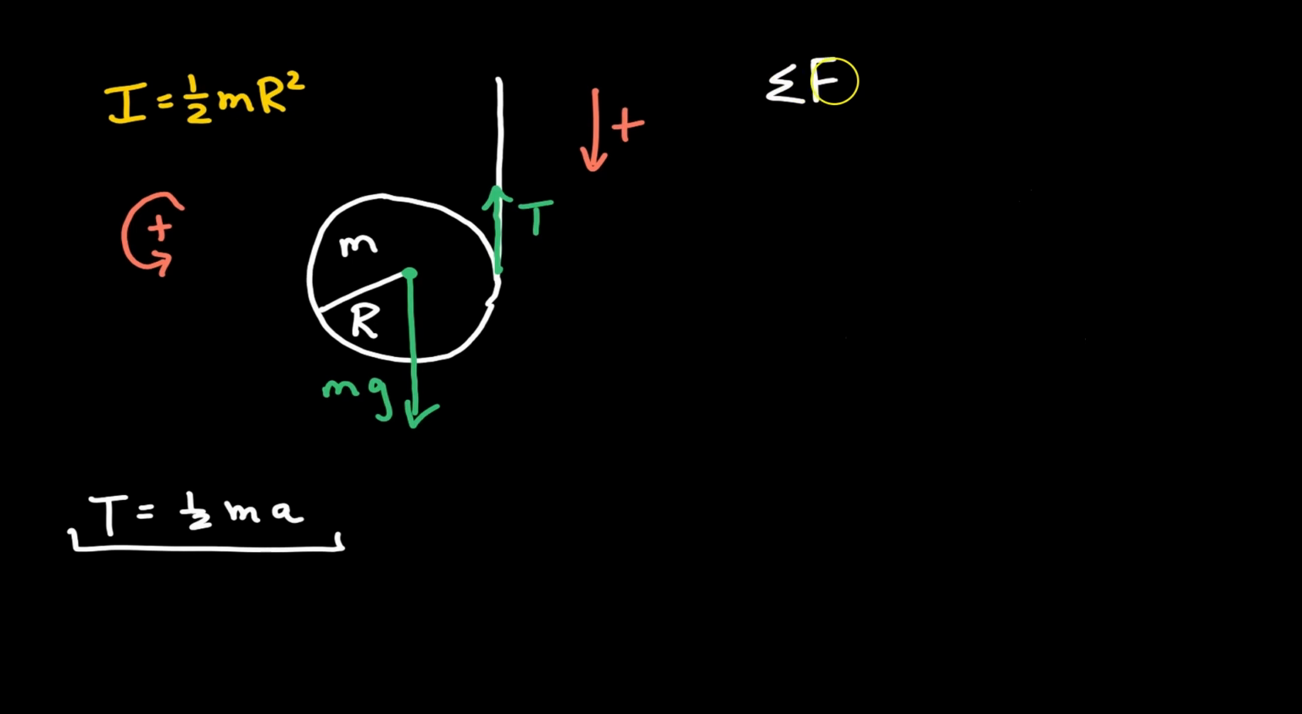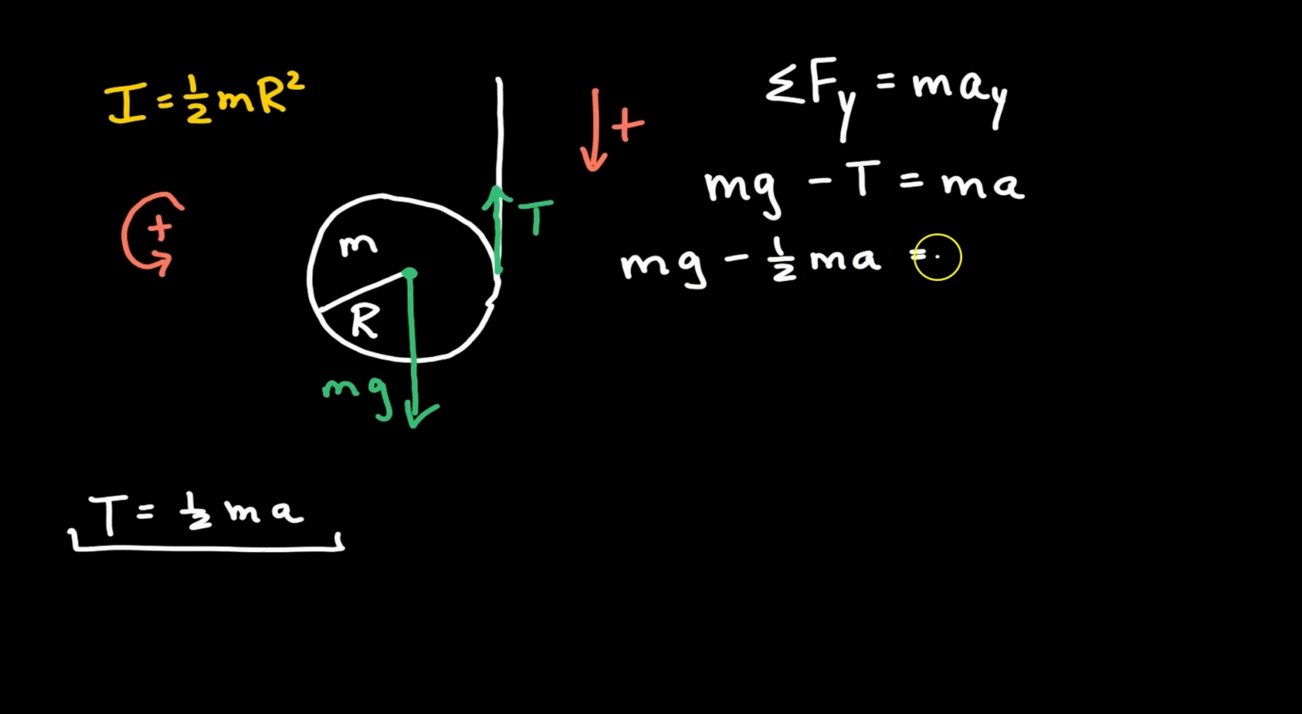Now we're going to analyze the translational motion of this cylinder. So we're going to apply Newton's second law. Net force in the y direction is equal to ma_y. The net force is the force going the positive y direction minus the force going the negative y direction, and that gives us mg minus T is equal to ma.